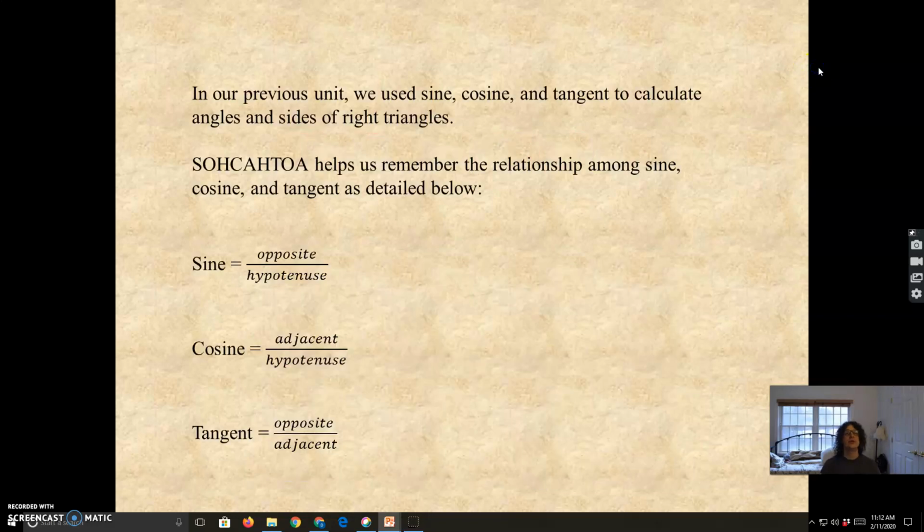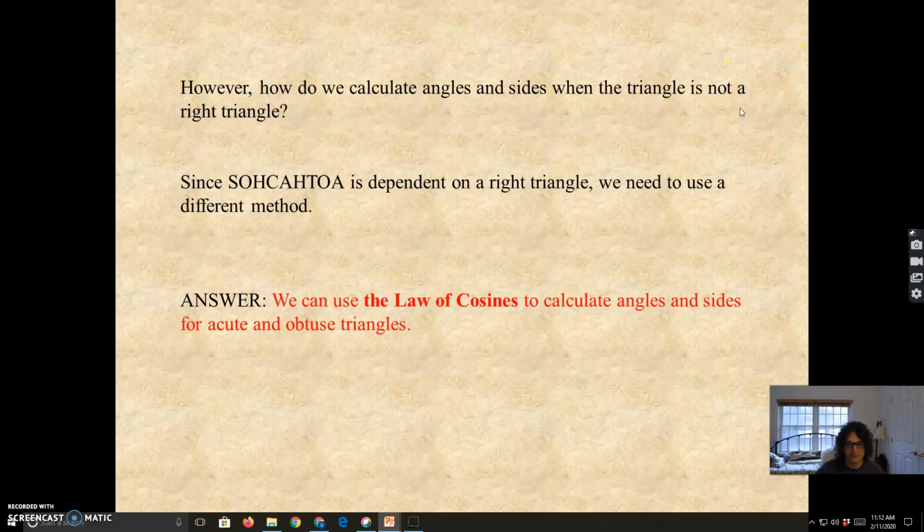Now in our previous unit we used sine, cosine, and tangent to calculate angles and sides of right triangles. SOHCAHTOA helps us remember the relationship among sine, cosine, and tangent as detailed below. But what do we do when we're not given a right triangle? How do we figure out the sides and the angles for triangles that are not right triangles?